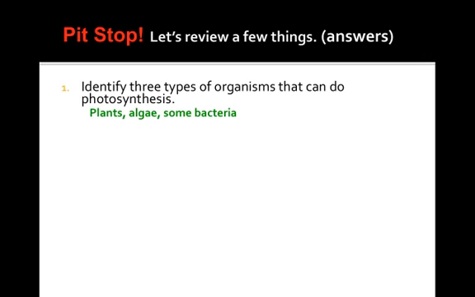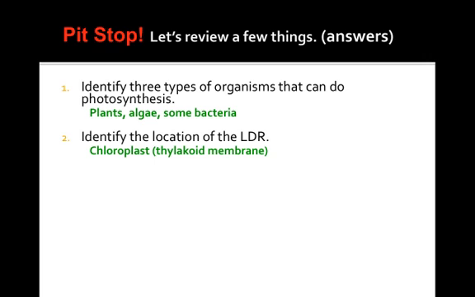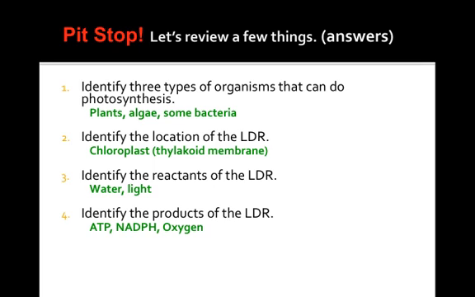So 3 types of organisms that can do photosynthesis. Again, plants are kind of the common answer. It's a correct answer. Algae, some bacteria. There's more of them, but that's 3. The light-dependent reaction, or stage 1, happens in the chloroplast, but specifically in the membrane of these thylakoids. The reactants that go into the light-dependent reaction are water and light. And then the products that leave the light-dependent reaction are ATP energy, NADPH, which is the electron carrier or shuttle, and then oxygen.